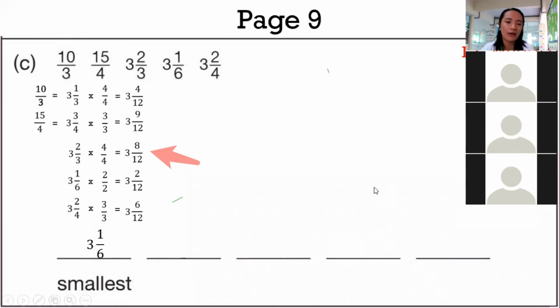The answer is 3 and 1 over 6. That's the first number. The first fraction is 3 and 1 over 6. The second one is 10 over 3. The third one is 3 and 2 over 4. The fourth one is 3 and 2 over 3. And the last one is 15 over 4.